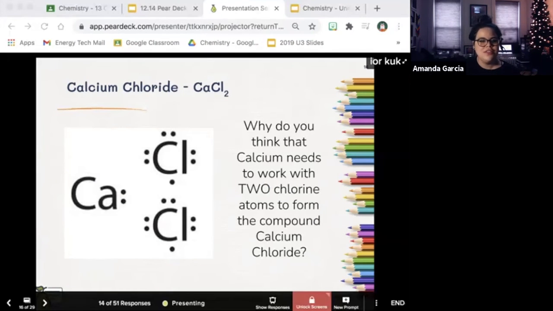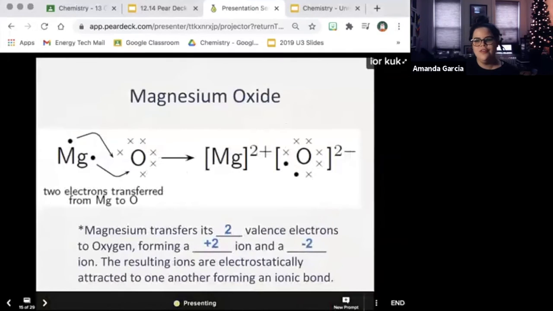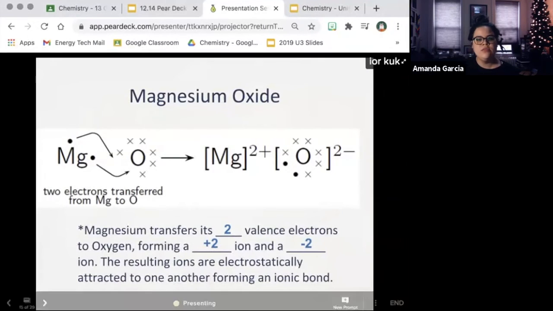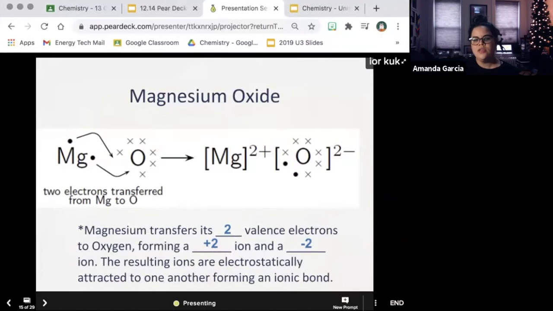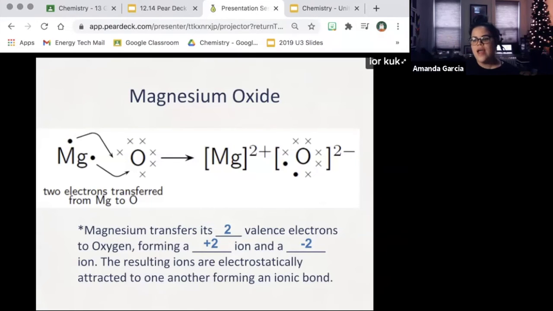Here we go. Since it's locked, I'm going to go through one more thing here for magnesium and oxygen. In the example that went through the video, magnesium wants to lose 2 electrons. Luckily, oxygen has exactly that many empty spaces for everybody to react and be happy. Magnesium is going to form a positive 2 ion, oxygen is going to form a negative 2 ion, and they're going to attract to each other, and that attraction is your ionic bond.